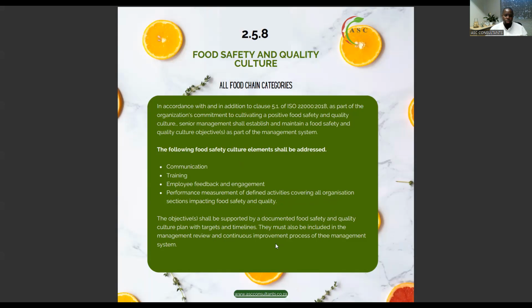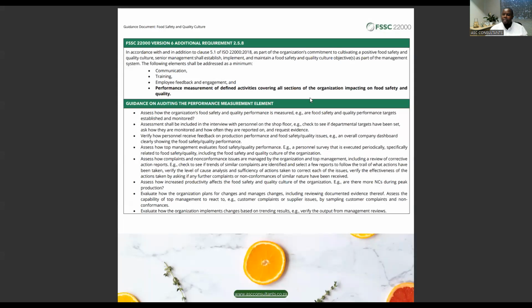So this is where we are going to have an issue, and I've just indicated here what the auditors will be looking for to try to assist you in terms of the performance measurement elements. What is it that the auditors specifically will be looking for? They will assess how the organization's food safety and quality performance is measured. For example, food safety and quality performance targets, are they being established and monitored? The assessment includes interviewing personnel on the shop floor, for example, checking to see if departmental targets have been set, asking how they are monitored and when they are reported on, and requesting evidence of this, okay?